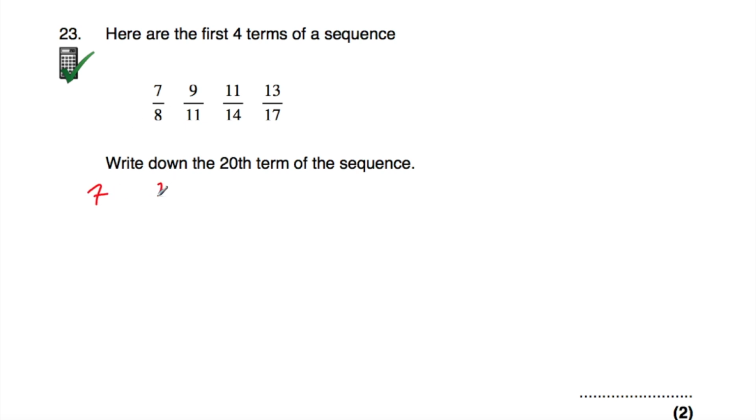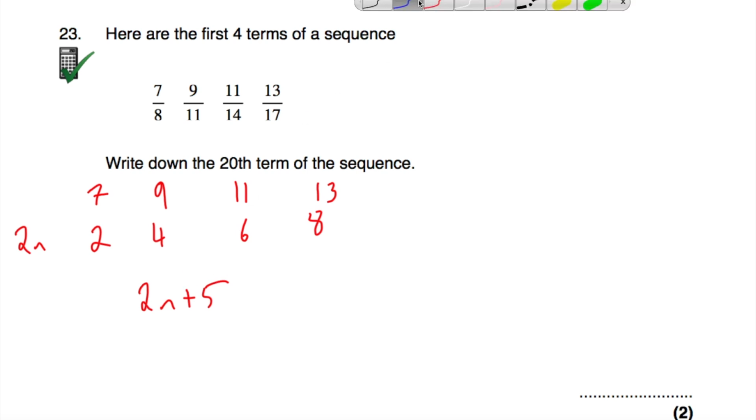So we've got 7, 9, 11, 13. And each time they're getting bigger by 2. So let's write down our multiples of 2. 2, 4, 6, 8. And that's 2n. 2 times 1 is 2. 2 times 2 is 4, and so on. And to get from our multiples of 2 to our sequence, we're going to add 5, because our sequence is 5 more than the multiples of 2. So it'll be 2n plus 5. So that means for our numerator, the nth term of the numerator is going to be 2n plus 5.